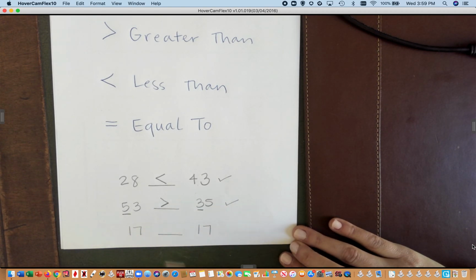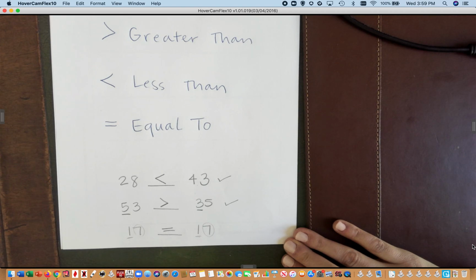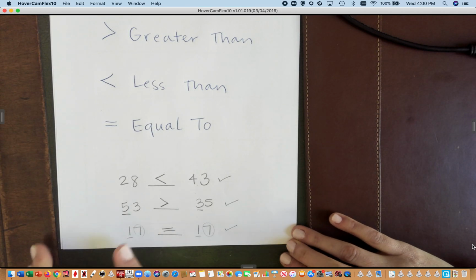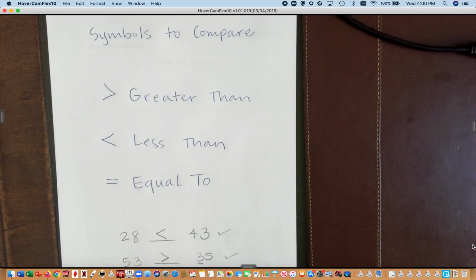Excellent. 17 and 17. These numbers are the same. The digits are in the same place. I have a 1 in the tens place and a 7 in the ones place. So I'm going to write an equal sign, and I would still read it to check. 17 equals 17. Great.